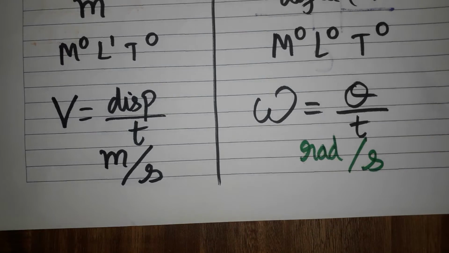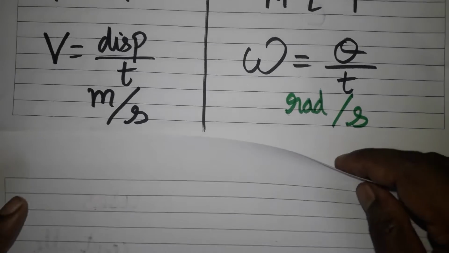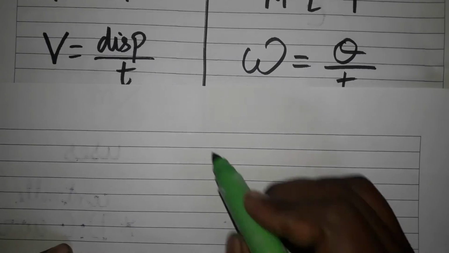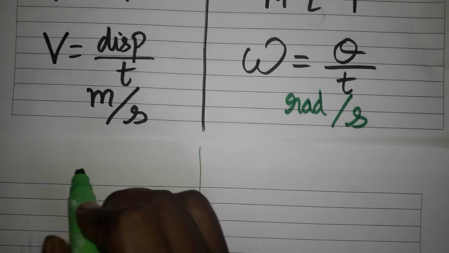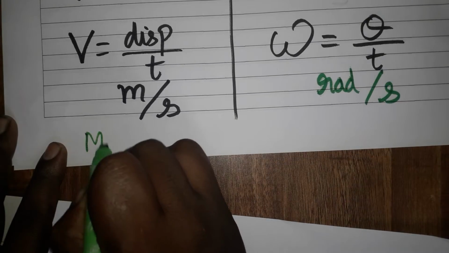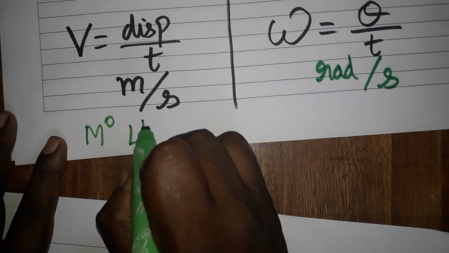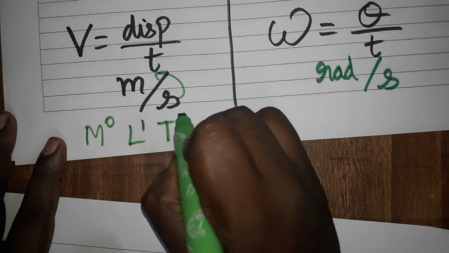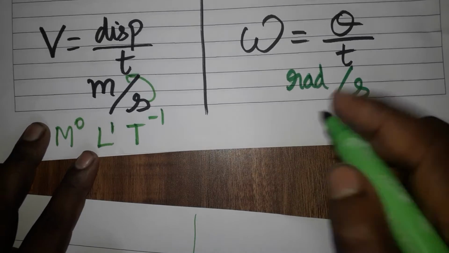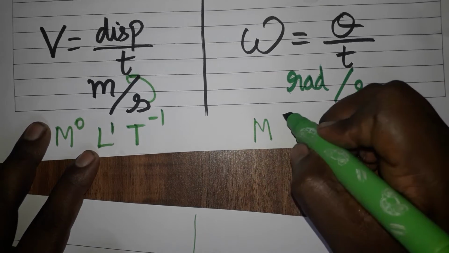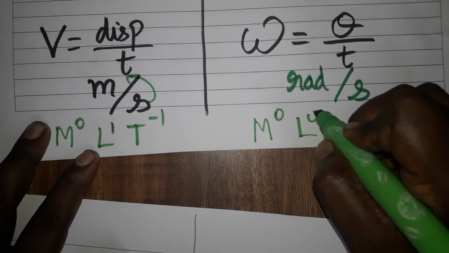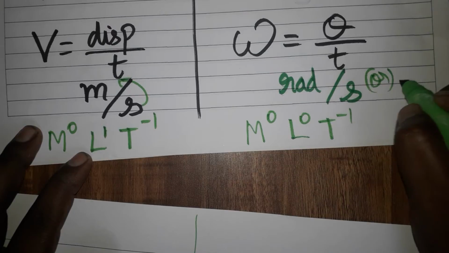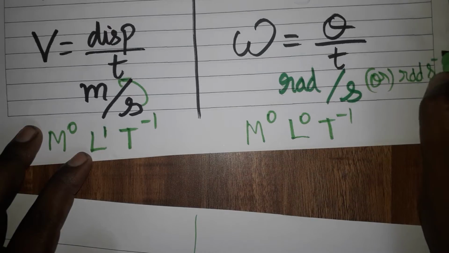Next, what is the dimensional formula? We are doing the comparison of linear motion and rotational motion. On this side, the dimensional formula is M power 0, L power 1, and since time is in the denominator, taking it to the numerator, T power minus 1. Here, for angular velocity, M power 0, L power 0, T power minus 1, because the unit is radian second minus 1.